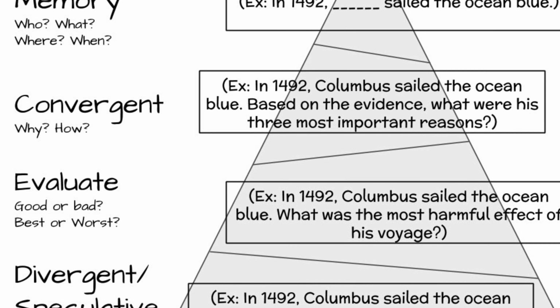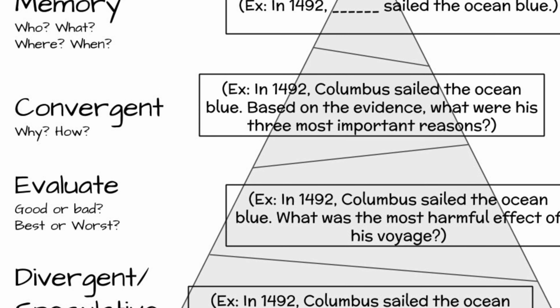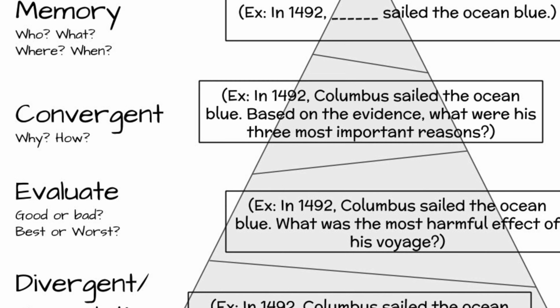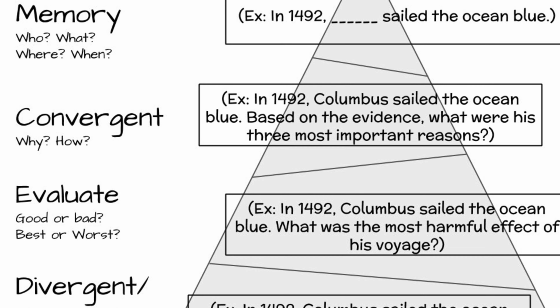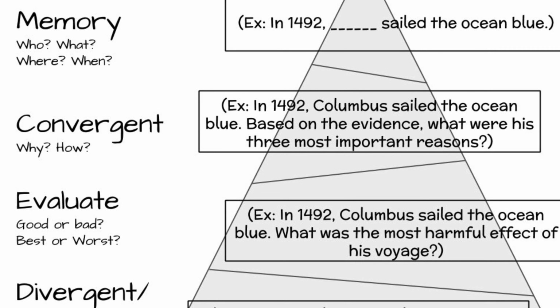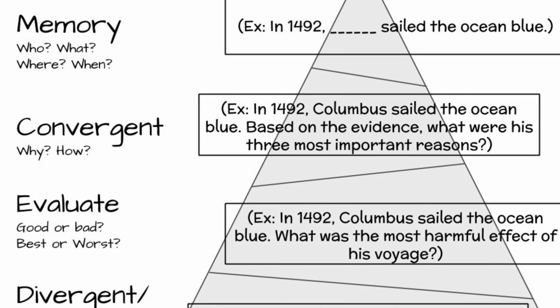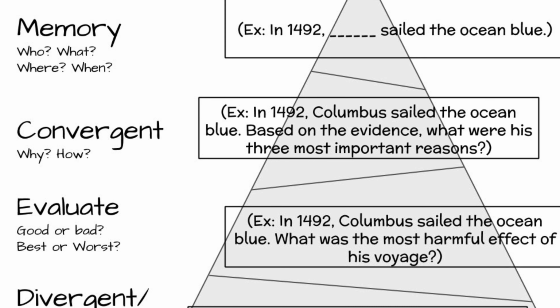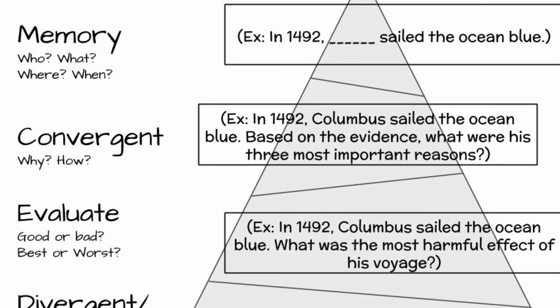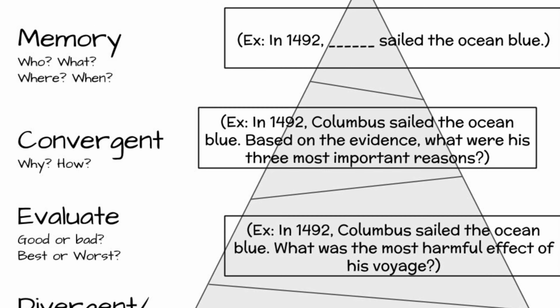Moving to convergent level questioning requires a slight jump to the whys and hows. This is a natural progression that a lot of teachers make. Many times, though, we just tack the words "and why" onto the end of the question. We can increase the level of questioning slightly by changing the tone of the question to something like the one in the example. Based on the evidence, what were his 3 most important reasons?